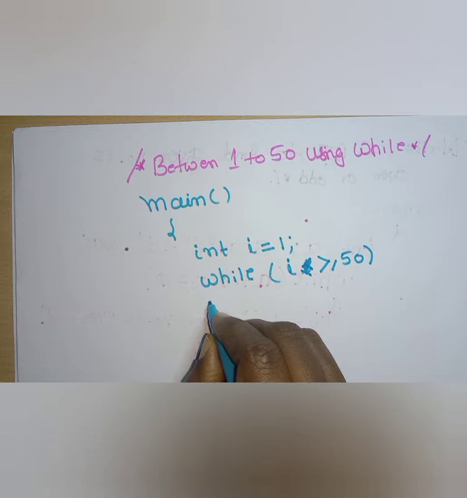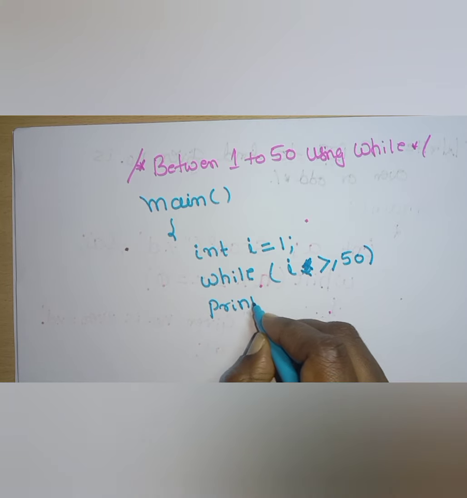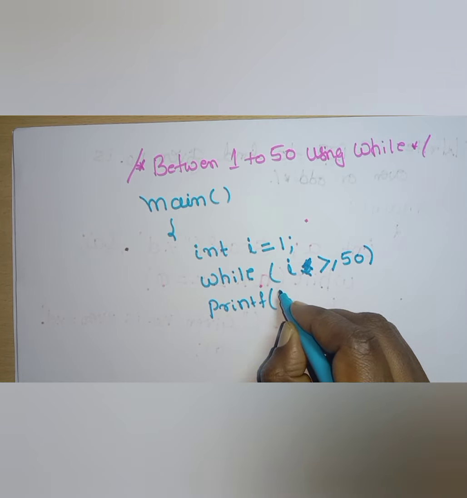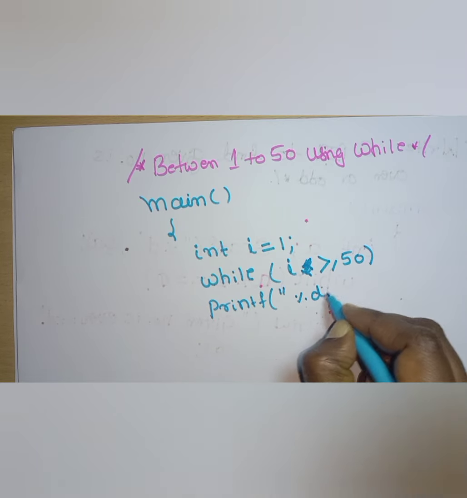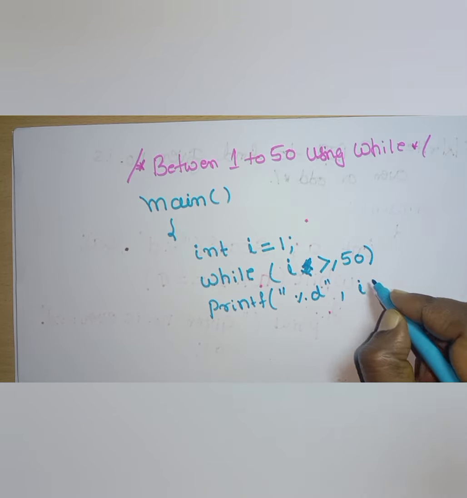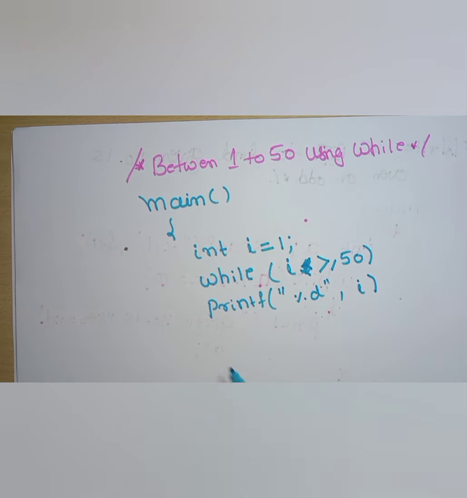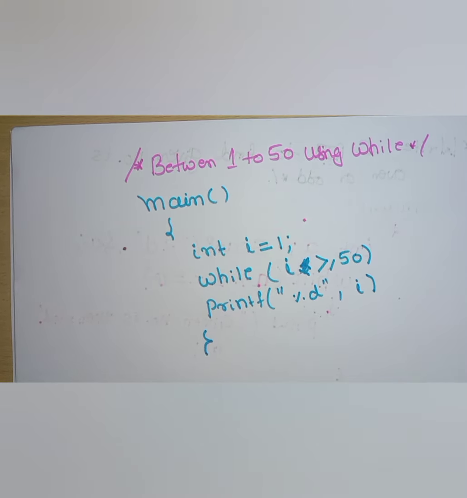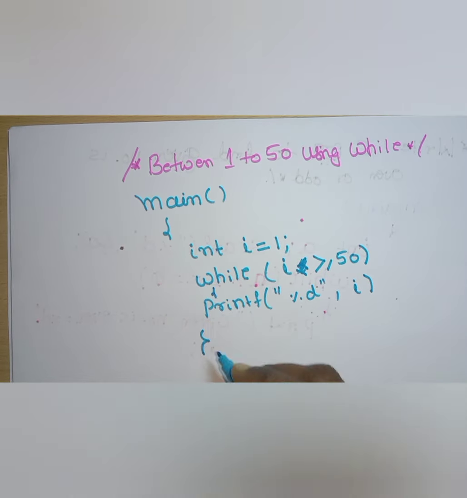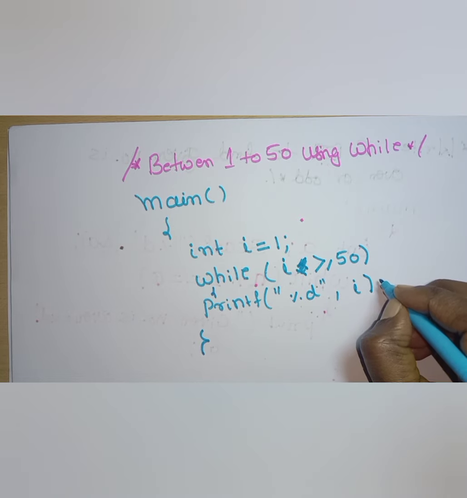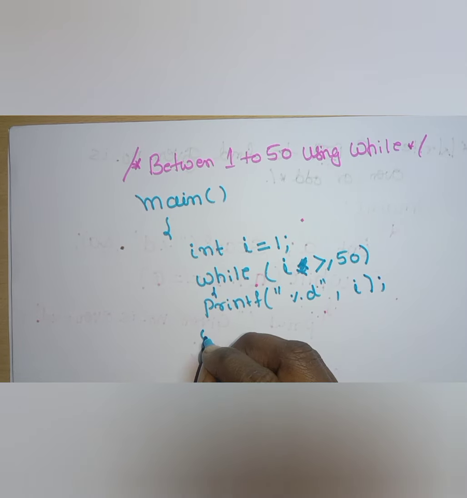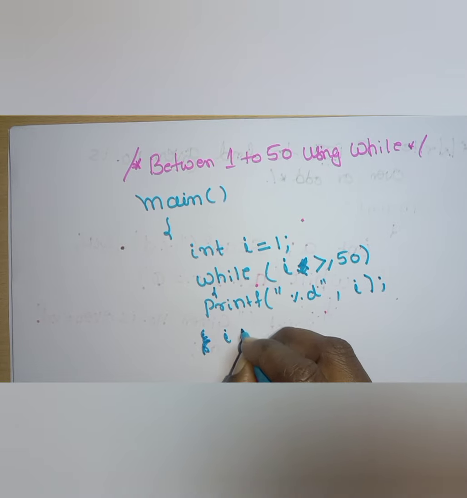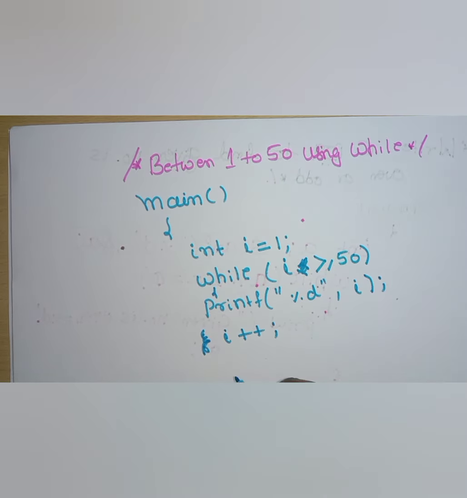Correct? So what I should do? printf %d, i. Okay, and close the program. Oh, sorry, not close the program. Here I should take an opening brace. After this line I have to increment the value, that is i plus plus, and close the while loop and close the end of the program.